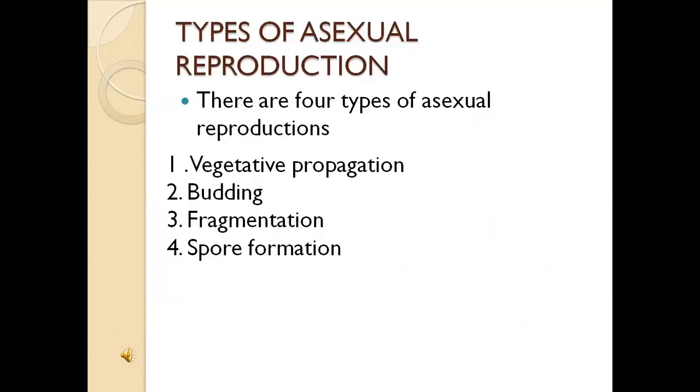Let us know the types of asexual reproduction. There are four types of asexual reproduction here. First, vegetative propagation. Second, budding. Third, fragmentation. And fourth, spore formation. Shall we see them briefly?